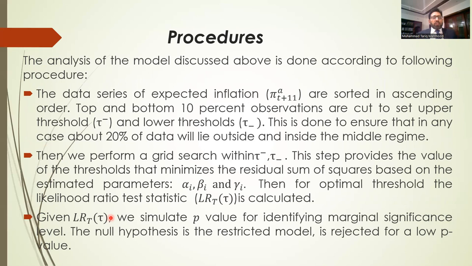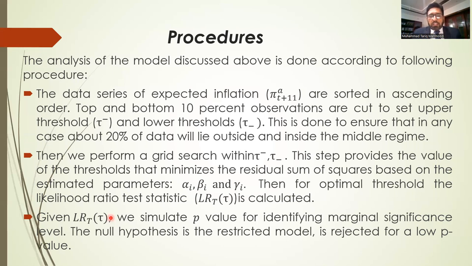The procedure we are following is that the data series of expected inflation are sorted in ascending order. First, we sort the data of expected inflation in ascending order, and we cut down 10% of the data from the top and 10% from the bottom, which means that we would lose about 20% of the data out of this whole analysis. This also ensures that at least 20% of the data remains within the upper and the lower threshold, at least 20% remains below the lower threshold, and 20% remains above the upper threshold. So this is the idea.